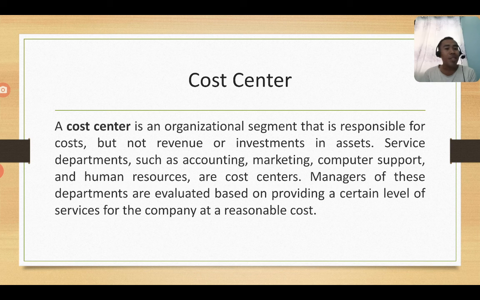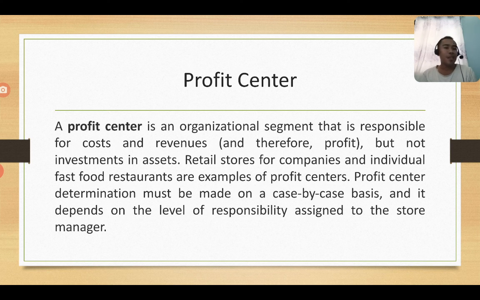Service departments such as accounting, marketing, computer support, and human resources are cost centers. Managers of these departments are evaluated based on providing a certain level of services for the company at a reasonable cost. Next is the profit center. It is an organizational segment that is responsible for cost and revenues and therefore profit, but not investment in assets. Retail stores for companies and individual fast food restaurants are examples of profit centers.